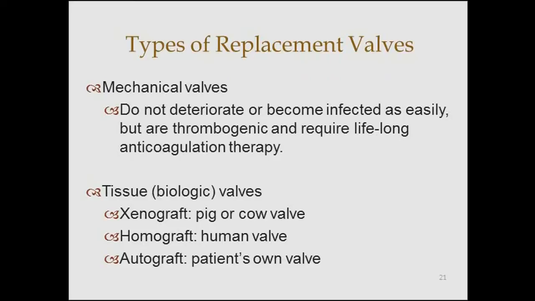It might be a case where we're afraid that the patient won't be compliant, so it would be best to give them a tissue valve. There's various reasons why they would choose one or the other. In general, the type of valve is determined by the age of the patient and then the degree that we expect them to be compliant with their anticoagulants.